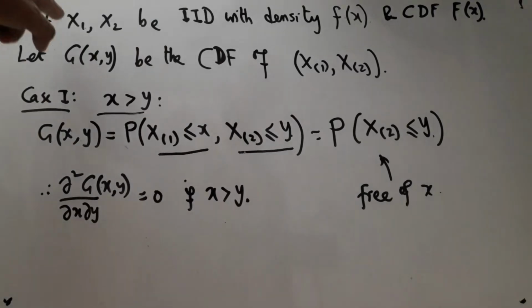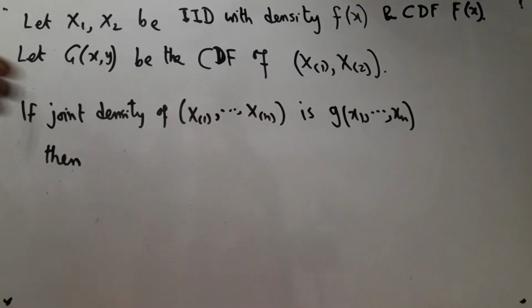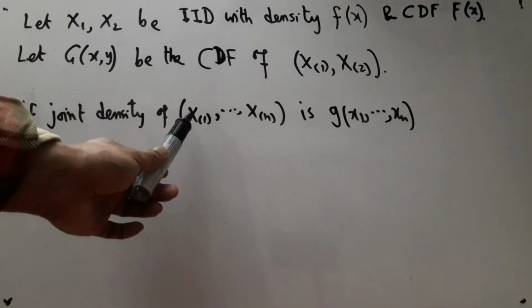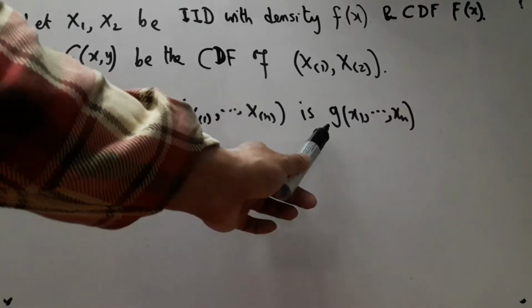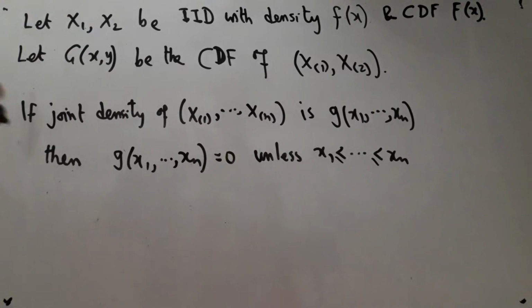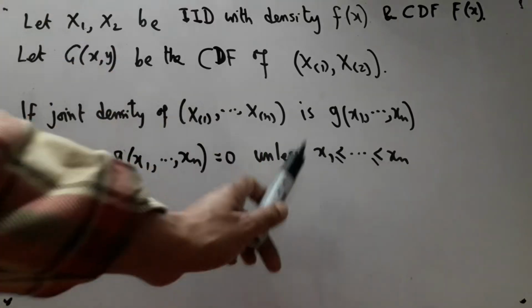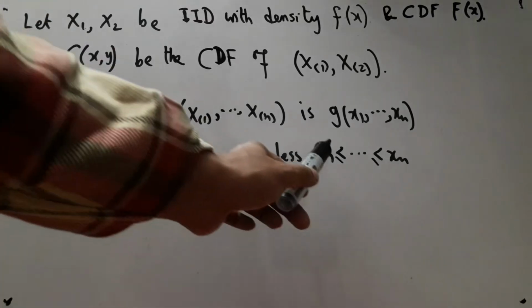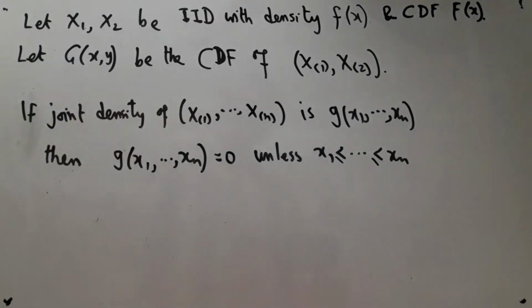In general, when you have X1 to Xn, if the joint density of X(1) to X(n), the order statistics, is little g, then this is going to be 0 unless the things are in the correct order. So if there is any other permutation, in that case this will vanish.